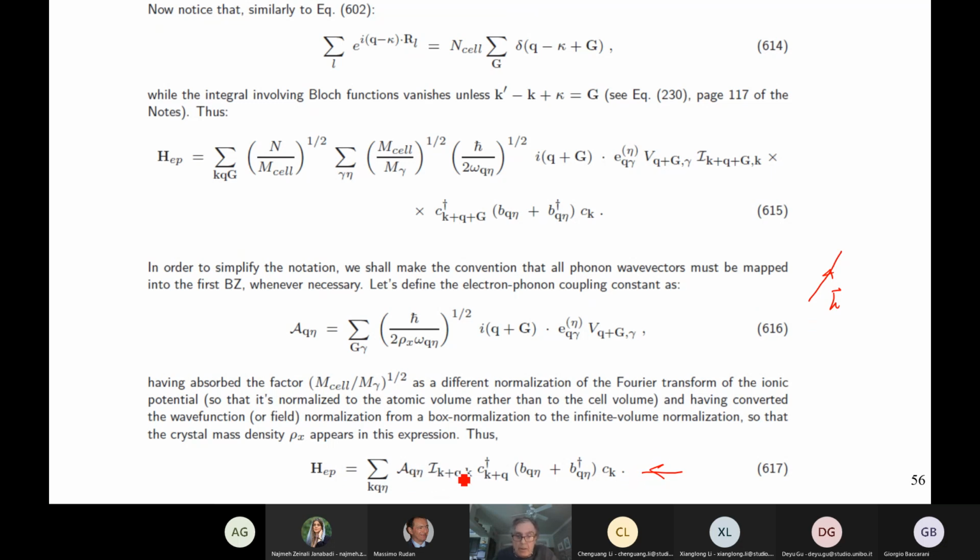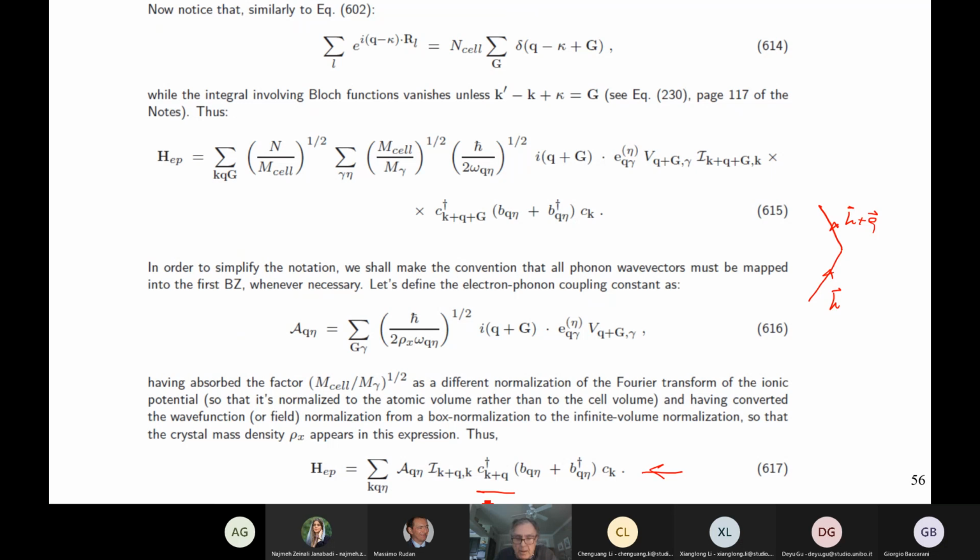Similarly, this term here must imply that I must have an electron with momentum K plus Q at the end as a final state. So if I go back here, I must have an electron with momentum K plus Q as a final state. If I look at this, I can't see my pointer when I use the pen.